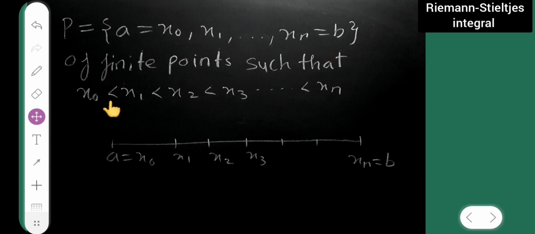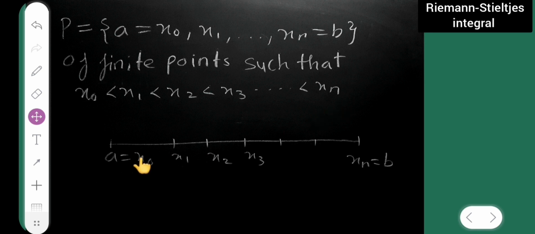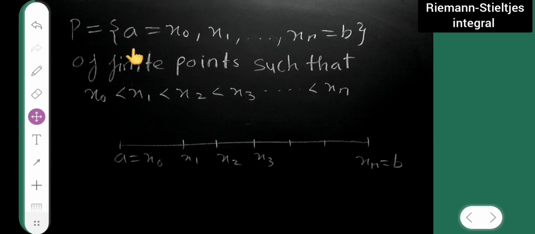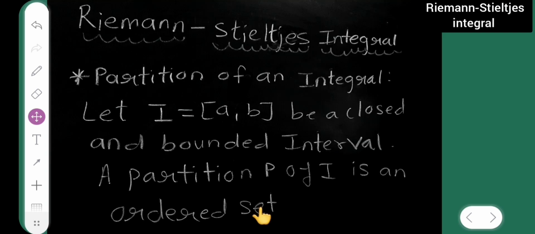such that x0 < x1, x1 < x2, x2 < x3, up to less than xn. Okay. Now this is a number line where I have taken a = x0, x1, x2, xn = b. So this is the definition of partition of an interval, which you all have to know.